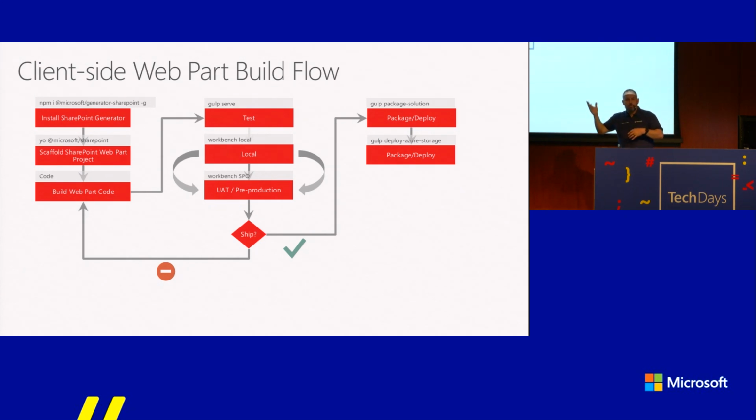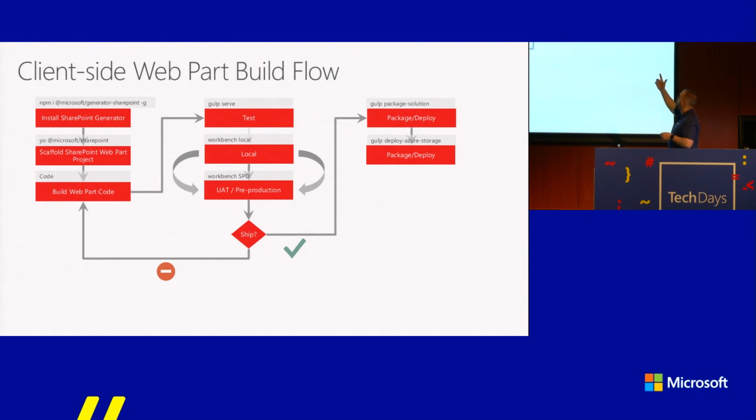Then you'll go through and do your coding with whatever editor you want. When you run gulp serve, that's where you test it locally in your SharePoint Workbench in the local instance. You can go right to the online one if you want. You can test it either way. You hit your decision point: are we ready to ship? And probably there's a few more iterations there before you're going to ship everything.